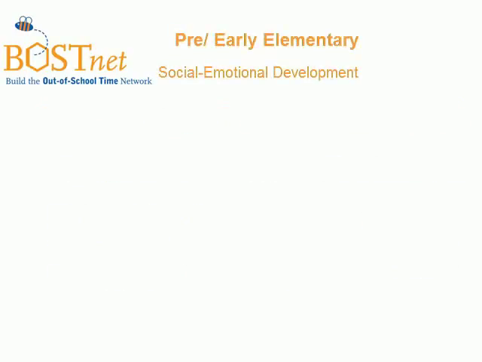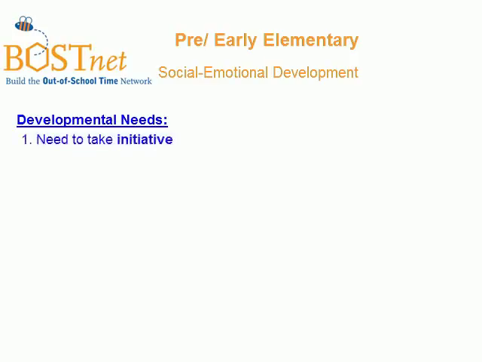First, let's take a look at that pre-elementary and early elementary age range. In terms of developmental needs, the first thing that we see at this age range is the need to take initiative. This means that children in this age are starting to discover their own agency, which is their ability to do things and make decisions as an independent human being. And because of that, children in the pre-elementary and early elementary age range need lots of opportunities to make decisions or try things out or explore the things that make them interested or curious.